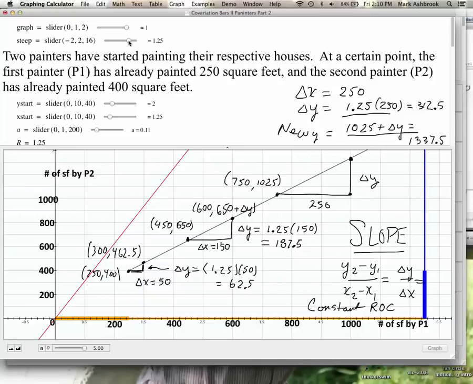It can only mean the value of the rate of change. So if slope to you is some kind of visual thing of the graph, you need to erase that. If you're talking about slope, it can only mean constant rate of change. Okay, and why isn't the steepness of this line 1.25?